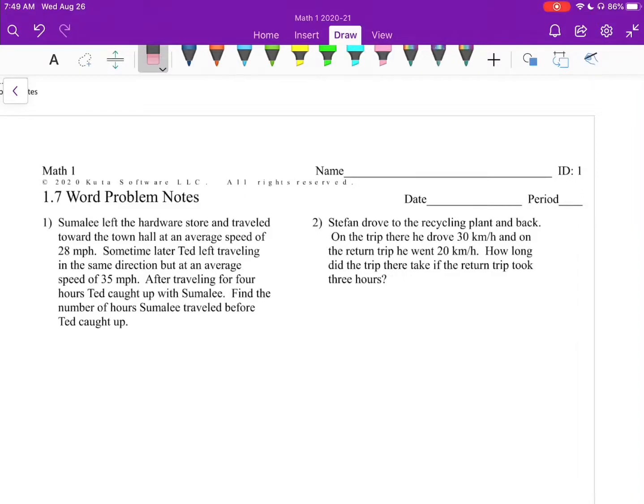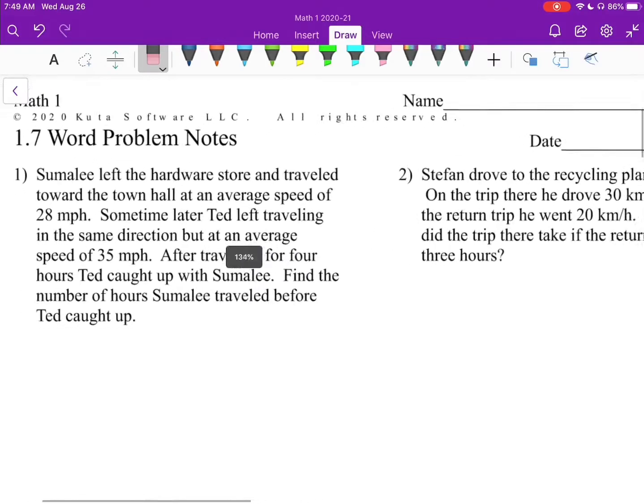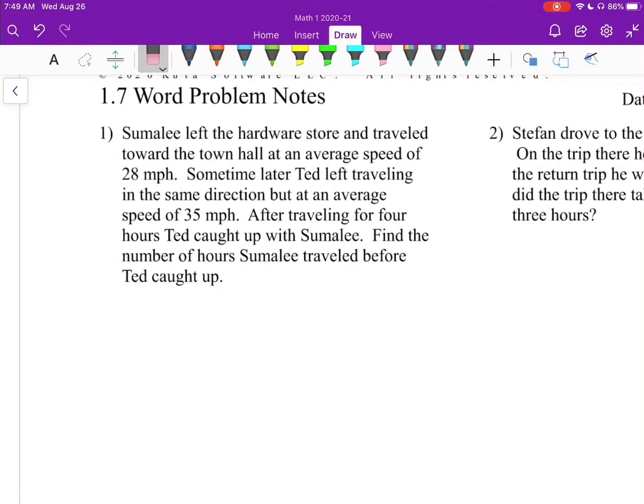All right, Math 1 1.7 word problem notes. Number 1. Sumali left the hardware store and traveled towards Town Hall at an average speed of 28 miles per hour. So let's write that down. Sumali, we'll call him S, traveled towards the Town Hall at an average speed of 28 miles per hour.